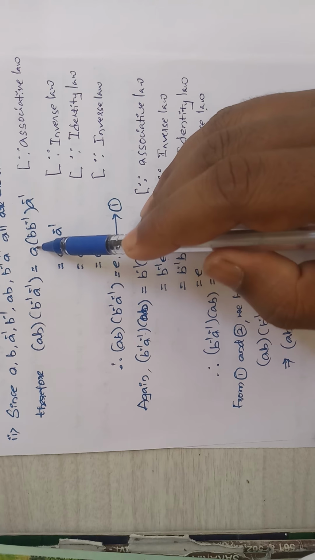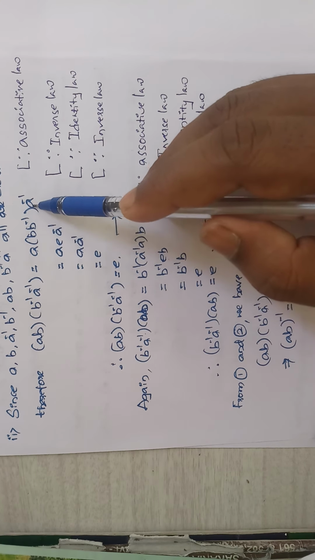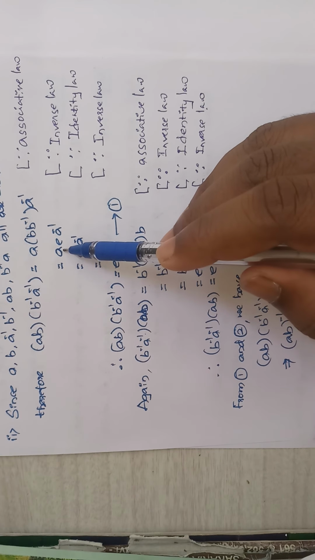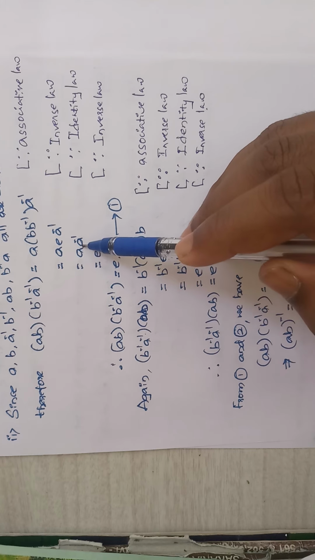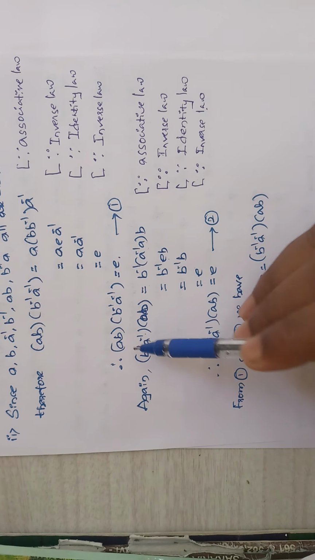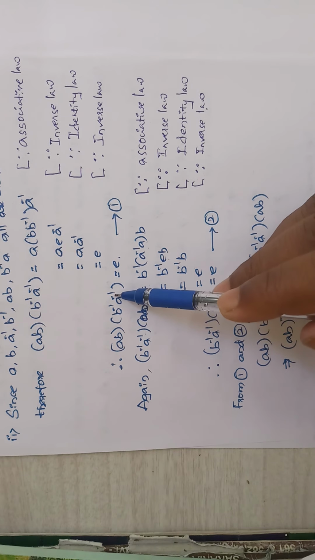So that can be written as A star B inverse star A inverse. Later you have to write here A star E star A inverse. So this can be written as A star A inverse, this is E. So here A star B inverse star A inverse.